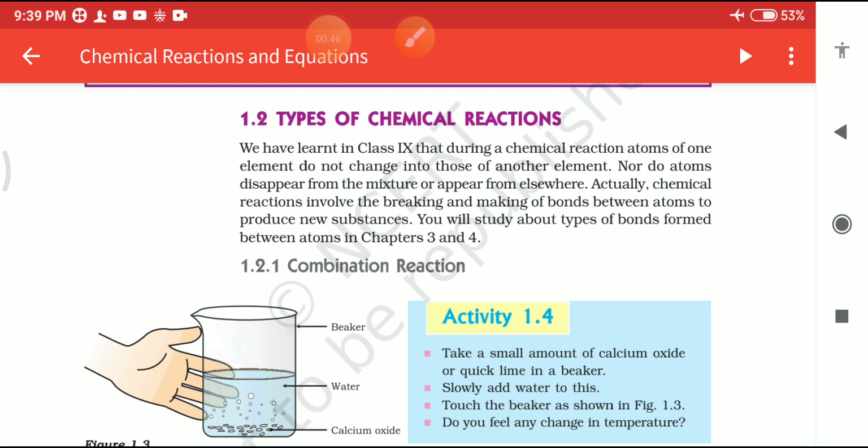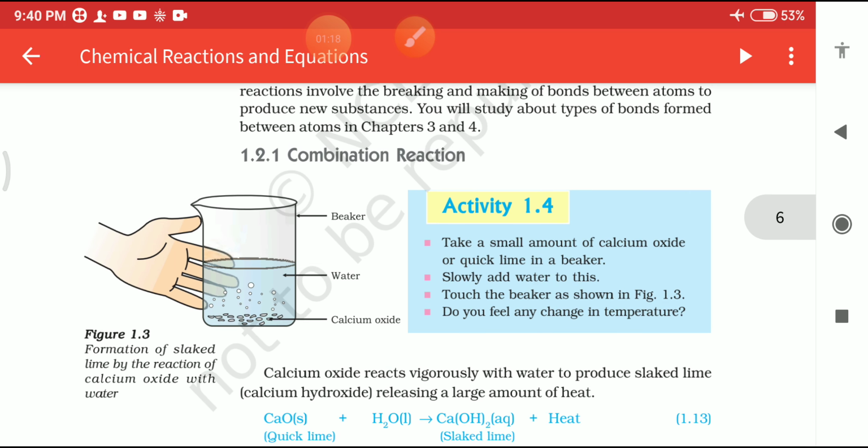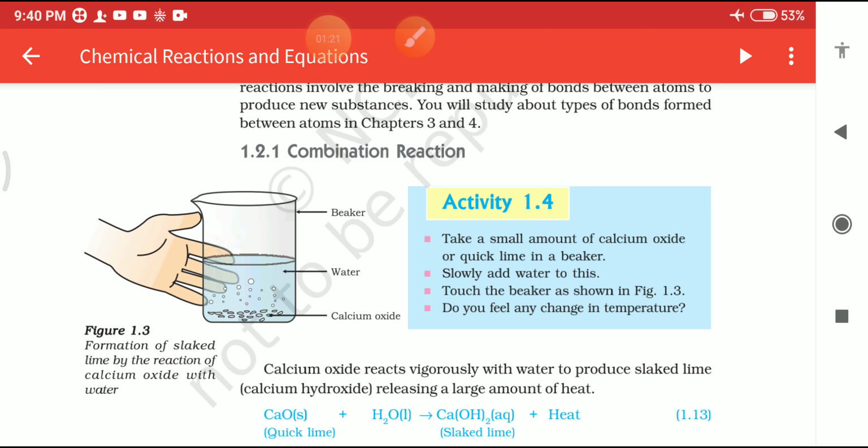There are lots of types of chemical reactions. Out of these, I will explain you one by one. First of all, I will name the chemical reactions. First one is combination reactions. Second one is decomposition reactions. Third one is displacement reactions. Fourth is double displacement reactions, and the fifth one is oxidation and reduction reactions. Now today I will explain first the combination reactions.